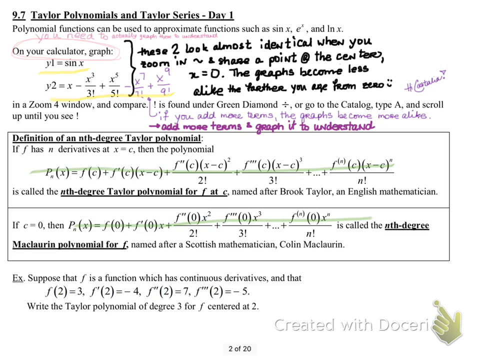Right now, all I want you to remember is that a Taylor polynomial can be centered at any value of x, but a Maclaurin polynomial is centered at 0. So you need to know the difference between those two terms. A Maclaurin polynomial is actually a Taylor polynomial. It's just a specific kind of Taylor polynomial.